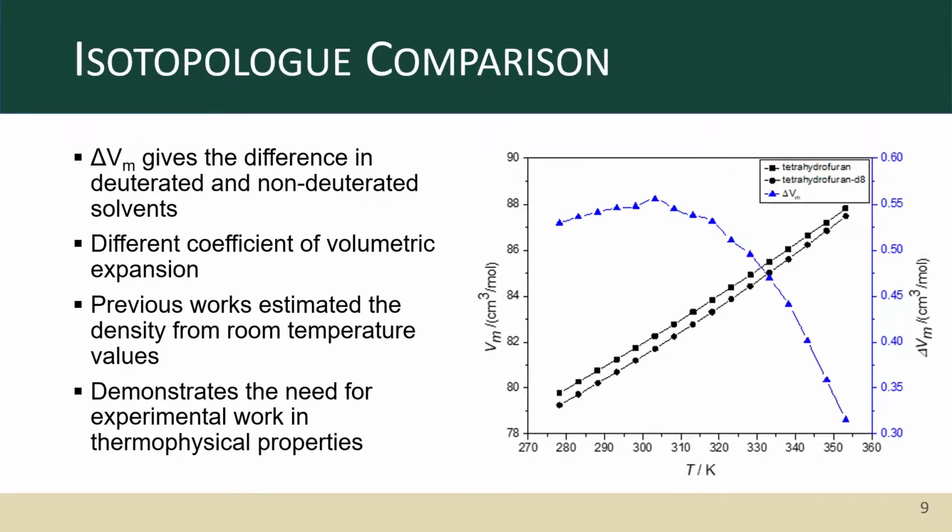To analyze the molar volumes, we'll plot both the isotopologues on the same plot, as well as the delta VM. Delta VM is the difference in molar volumes between the deuterated and non-deuterated solvents. That's the blue line shown here, and it is indicative of a different coefficient of volumetric expansion. Previous works in this field will sometimes estimate the mass density or the molar volumes from the room temperature values, which are often reported, and then extrapolate that to the temperature they are working at. What we're seeing here is that there isn't a constant difference in the molar volumes with temperature between the two isotopologues, and this is something that actually needs to be done experimentally for determining these thermophysical properties.